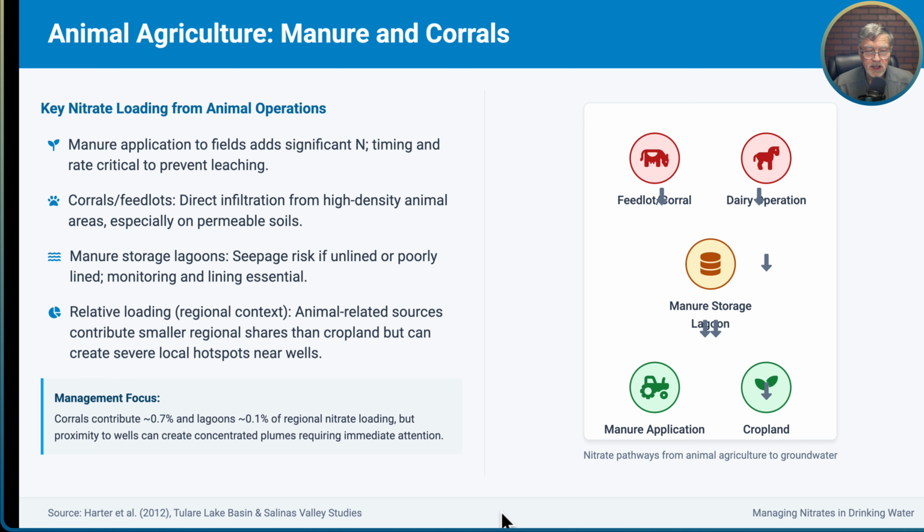As for relative loading, animal related sources contribute smaller regional shares than cropland, but can still create severe local hotspots near wells. So if you have wells that are near feedlots, you may start to see nitrate issues, or you may already have nitrate issues. You certainly want to get a test for nitrate. Corrals contribute approximately 0.7% and lagoons 0.1% of regional nitrate loading. So not huge, but certainly significant enough if you're in those areas where they're located. And we can see the flow chart here of how it works its way into groundwater.